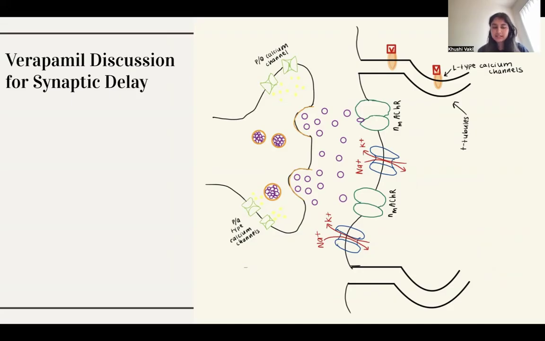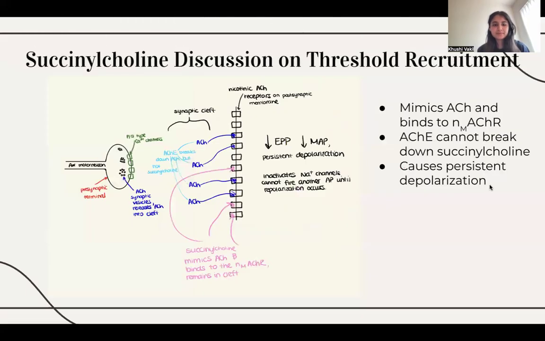This causes an increase in synaptic delay. However, from our data, we did not see this. A possible explanation would be that verapamil is not getting to all the neuromuscular junctions in the actual frog gastrocnemius muscle, so some are firing like normal, which causes synaptic delay to not change as much.